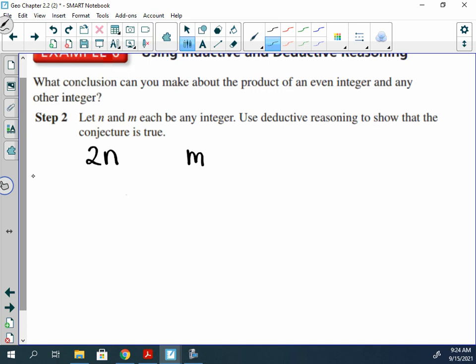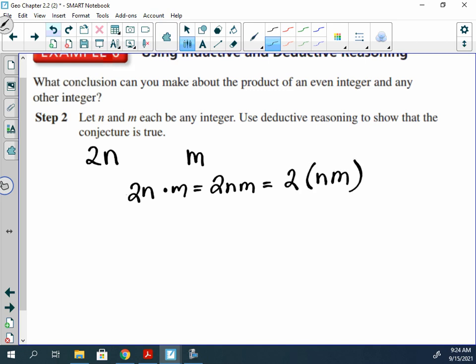And we can say that their product, 2n times m, would be 2nm, which is really just 2 times the product of n times m. So there's always going to be a factor of 2 making it even.